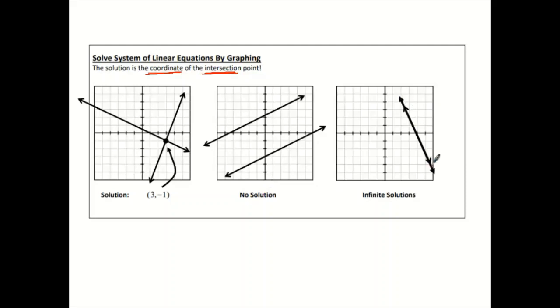And if we look at our lines here, we can see there's actually one line here, and then there's a line on top of it, and that means there are infinite solutions. They touch at all the points here where the two lines are. So again, we have one solution where we have to locate the point. No solution is where we have parallel lines. And infinite solutions, they're on top of each other.